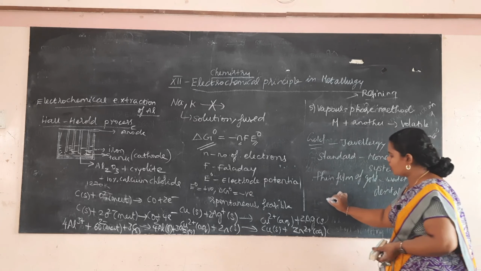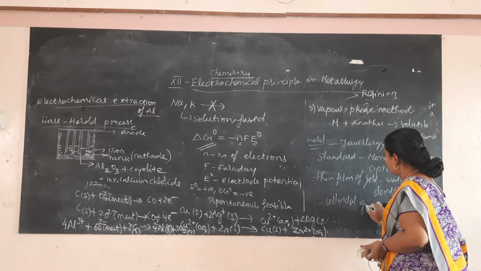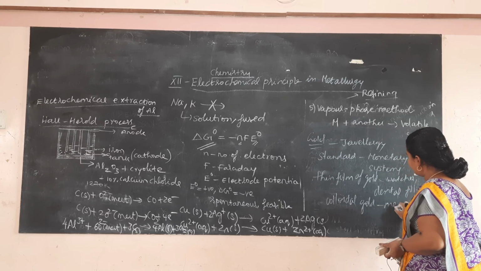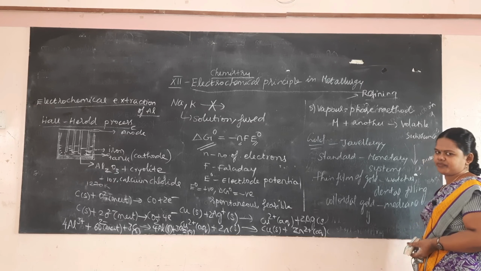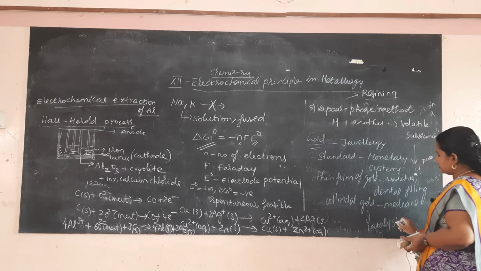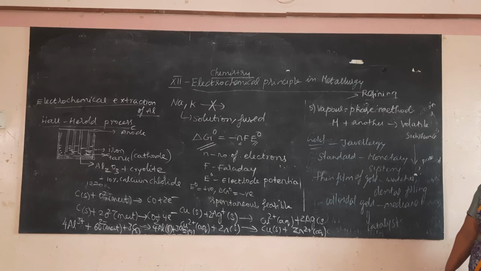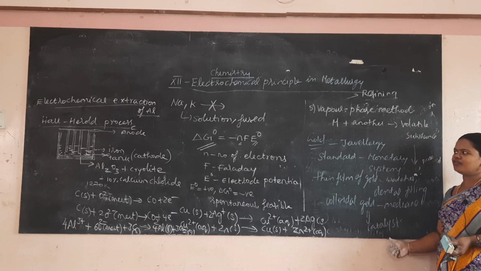Then colloidal gold is used in what? Medicine. Colloidal gold is used in medicine, and gold is also used as a catalyst. So these are some of the uses of gold.